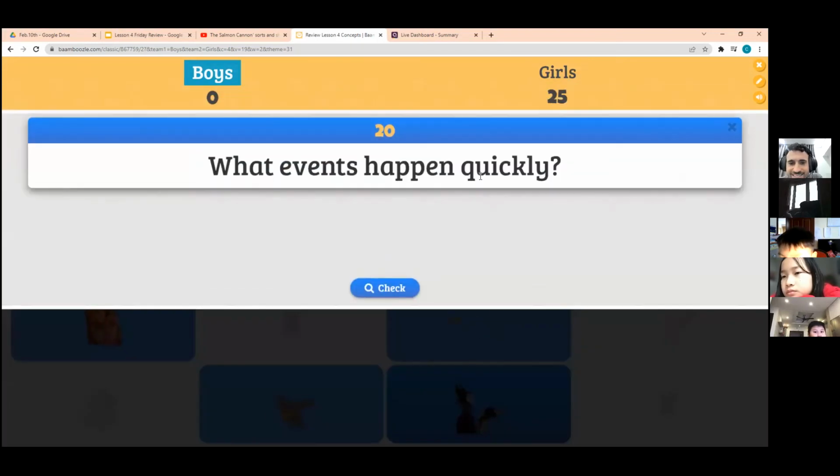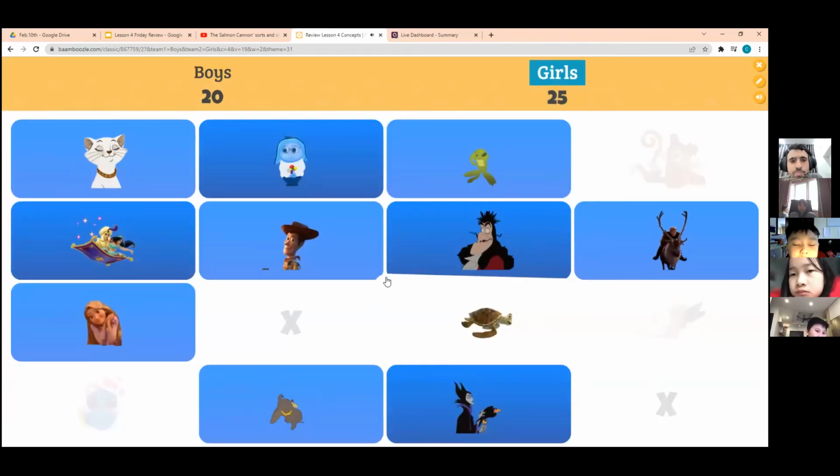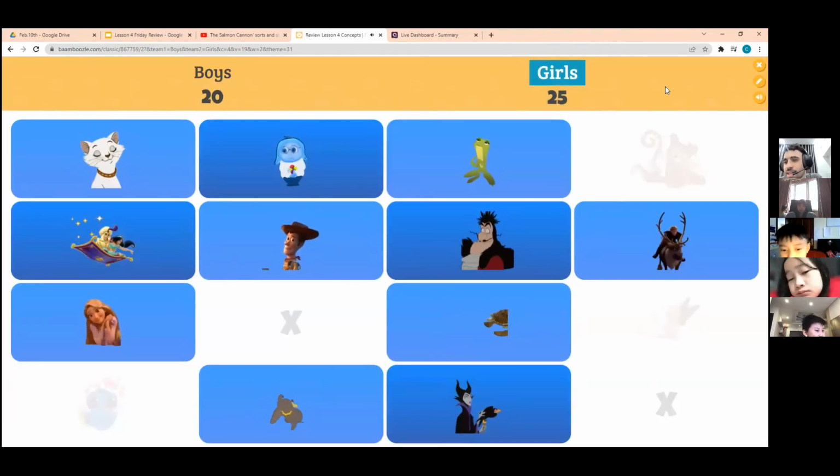Next to the frog. What events happen quickly? I think it must be a volcano. A volcano. Very good. Floods, mudslides, volcanoes would all be correct. The boys finally get some points. Thank you, Alex.